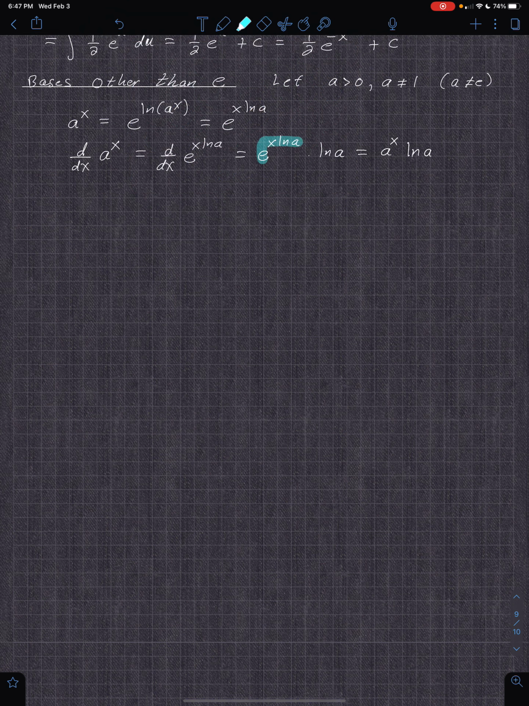So this is a to the x. This is like deriving how you get those formulas when you do the derivatives of these different bases. Simple example to apply that formula: d/dx of, say, 5 to the x is just 5 to the x ln 5. So that's all you do.